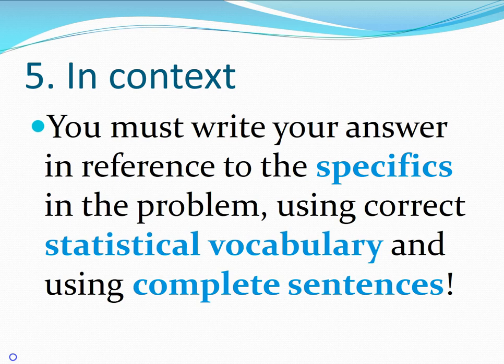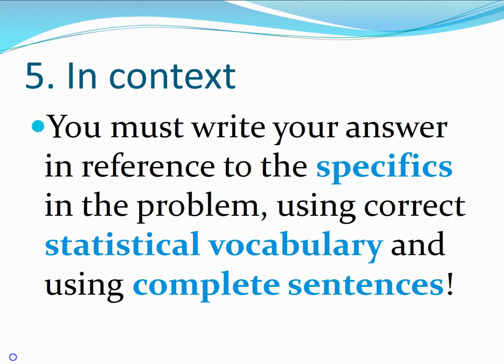So in context, finally, when we're talking about describing a distribution, you always want to talk about it in context. You want to be specific. You want to use correct statistical vocabulary, and you want to use complete sentences. This is a writing class in this respect. So you don't want to shorthand it. You want to make sure that you be specific.